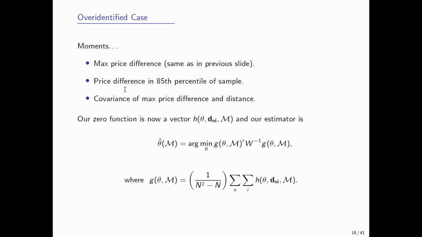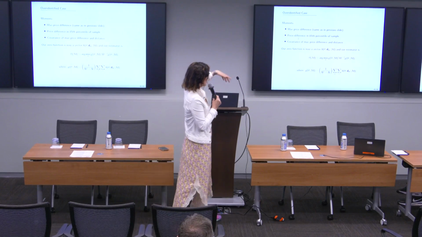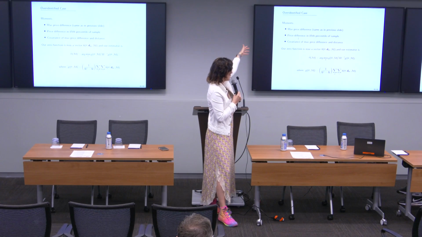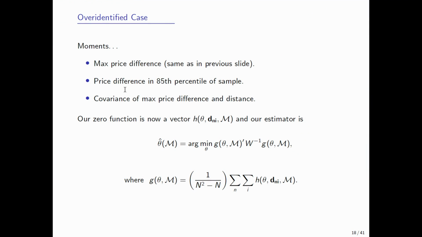Now, what Kostas said was, why just that moment? And he's absolutely right. So let's think about other moments that come out of the price distribution. We're going to actually look at three, but happy to hear any other suggestions. We're going to look at the max price difference, as on the first slide. We're going to look at the price difference in the 85th percentile of the sample, so trying to take some moments from that price distribution. And we're going to look at the covariance of the max price difference and distance, since I showed you that it was behaving pretty well, right? Distance we like to think is the important thing for trade barriers. So let's try to hit that moment, okay?